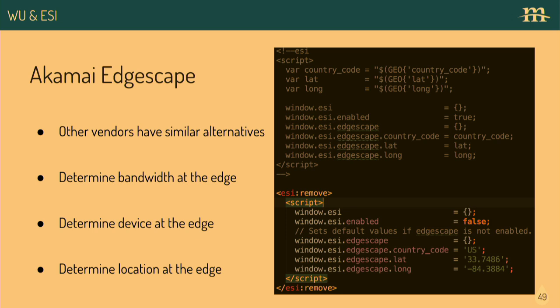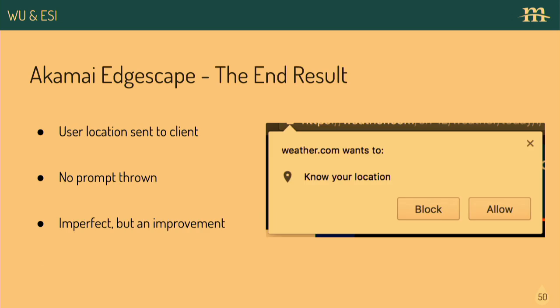And what this is doing is, if we have ESI, we're getting the lat long and the country code from Edgescape and feeding those into window objects so that Angular 2 can react to them. Now, what that gives us, I'm sure many of you have seen this little pop-up alert come up on your browser where some site wants to know your location. We don't have to do that anymore.